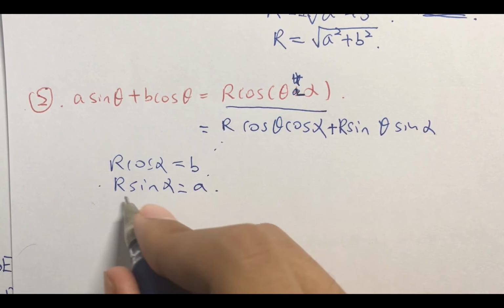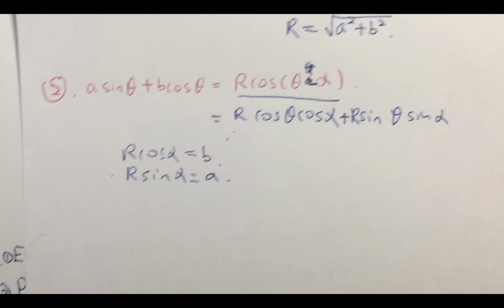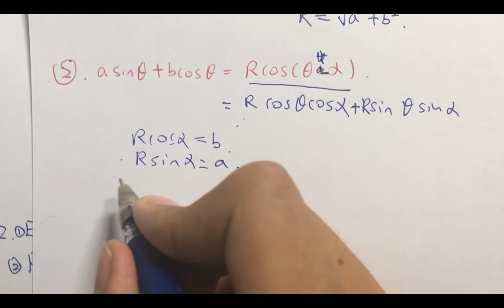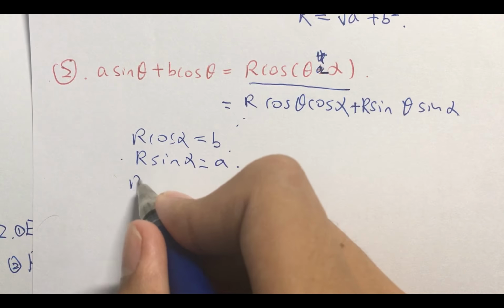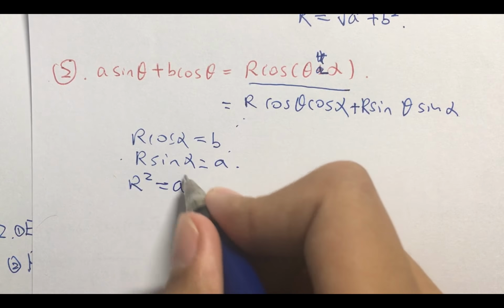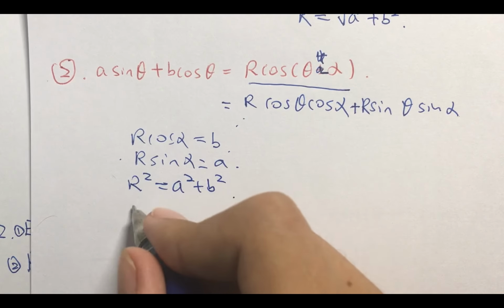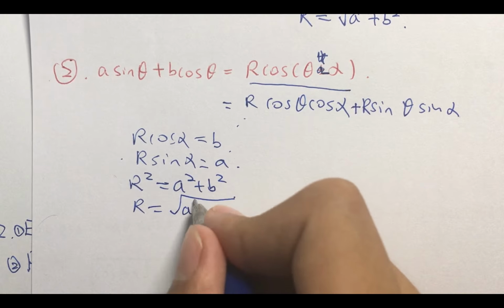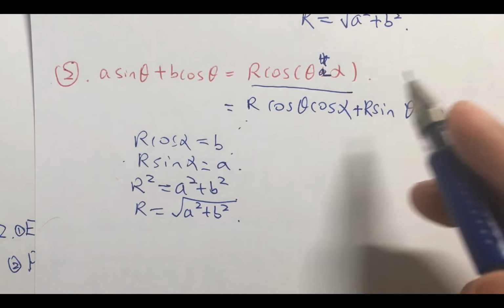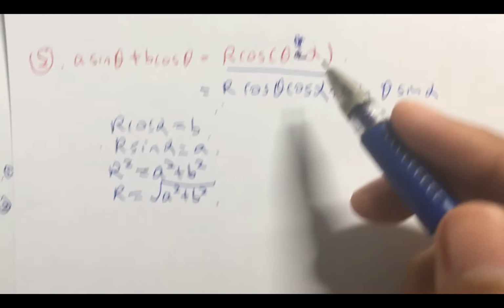And so we get r sine alpha equals a. And now let's do the same thing. We will get r squared equals a squared plus b squared, and r is equal to the square root of a squared plus b squared. And we get the same thing here.